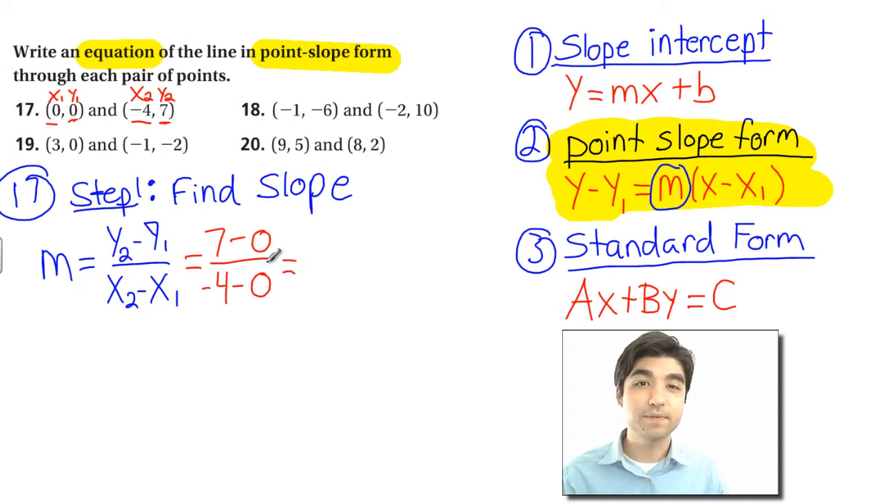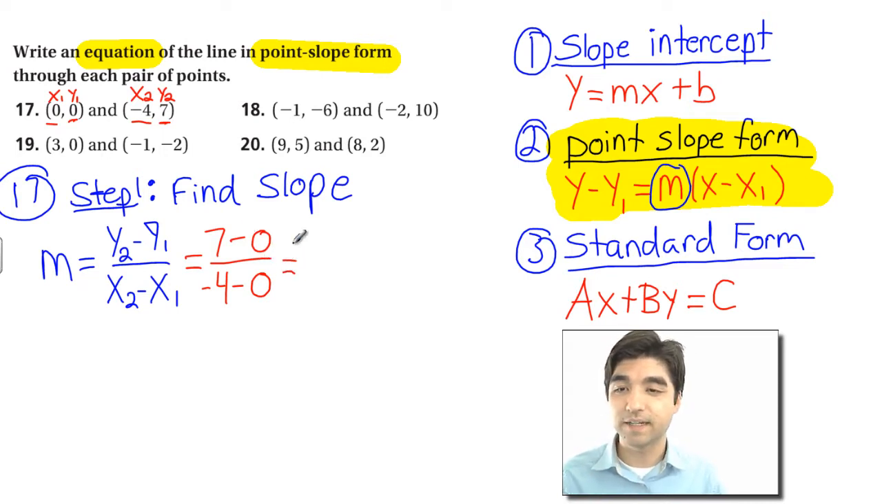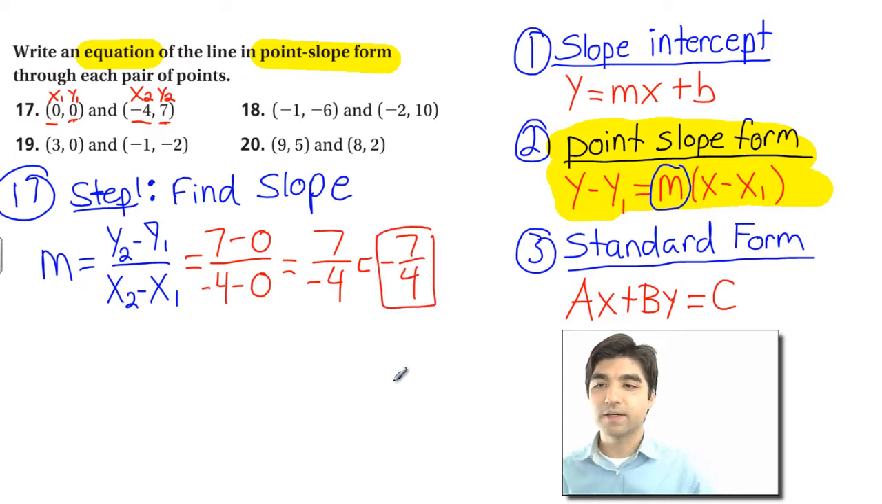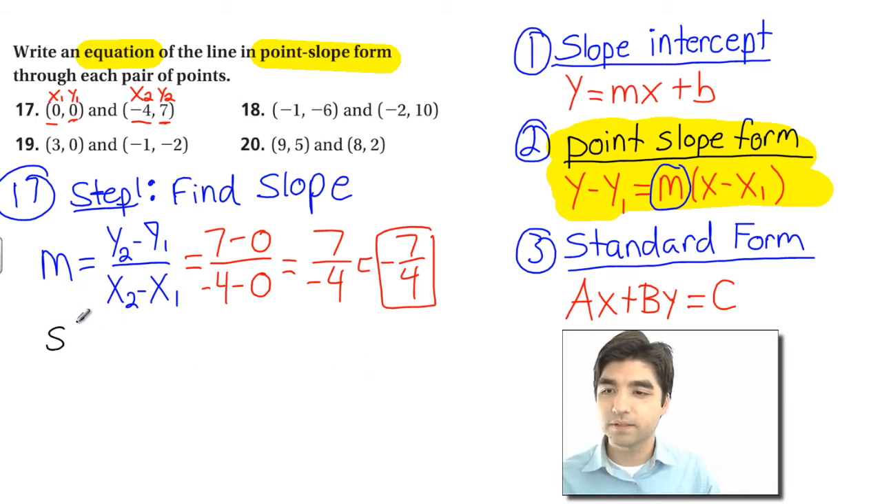Okay, then you just simplify this and find out what the slope is. 7 minus 0 equals 7. Negative 4 minus 0 equals negative 4. So our final slope answer is negative 7 over 4. Okay, so we have our slope. Now step 2 is that you write your general form of the equation.